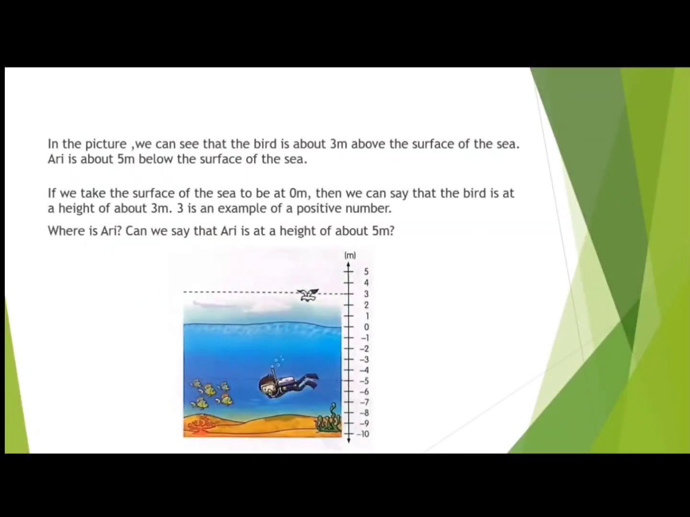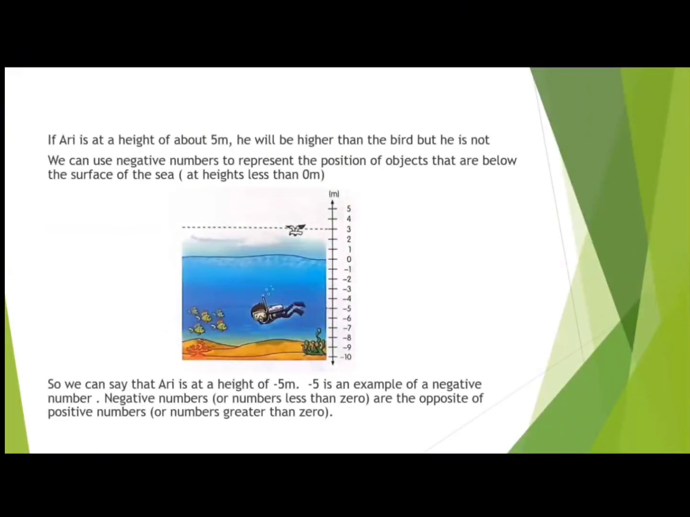Let's see this example to understand the meaning of positive numbers and negative numbers. In the picture, we can see that the bird is about 3 meters above the surface of the sea. Ari is about 5 meters below the surface of the sea. If we take the surface of the sea to be at 0 meters, so this is the surface of the sea, it's at 0 meters. So the bird is 3 meters above. Ari is 5 meters below. If Ari were at a height of 5 meters, he would be higher than the bird. He would be in this place.